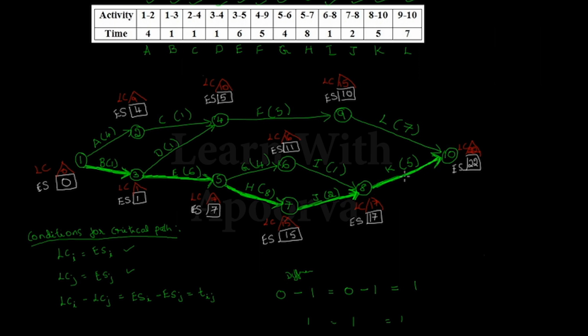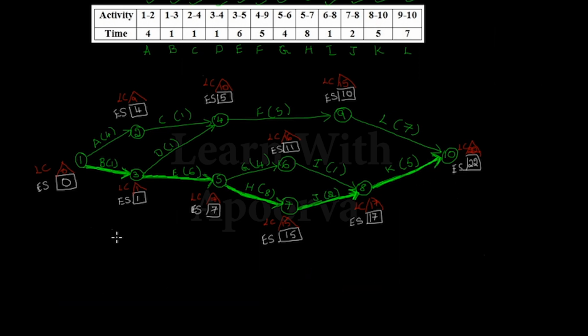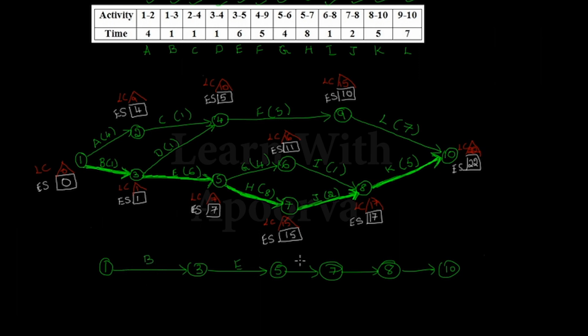After the completion, you can see we have the activities B, E, H, J and K. Just write them down. We start from node 1, and the next node is 3, next we have 5, next 7, next 8, and then node 10. Between these we have the activities B, E, H, J and K. Write down their durations: duration of B is 1, duration of E is 6, duration of H is 8, duration of J is 2 and duration of K is 5.